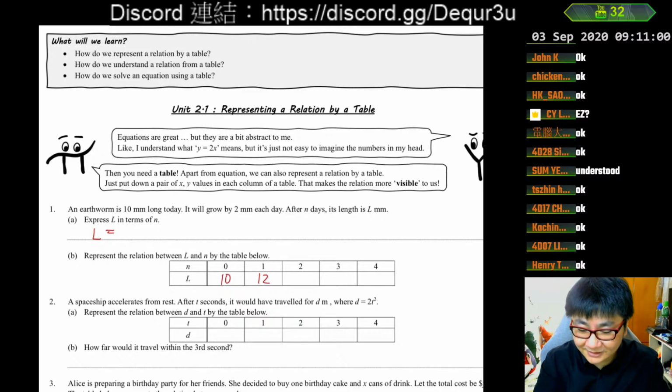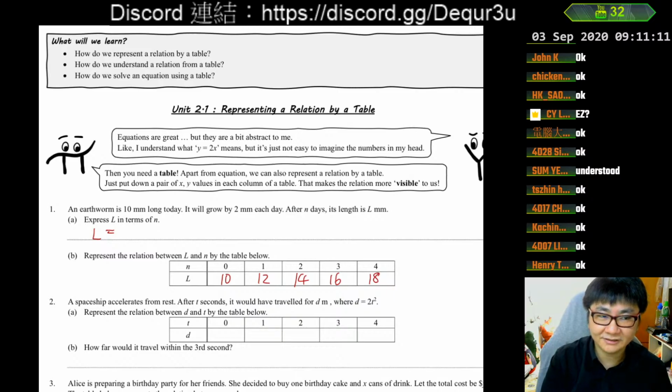And after 2 days, we get more by 2 again. So I try to skip it, it's a little bit boring like this. And then we fill the table. Okay, filling the table is easy. Then what about expressing L in terms of n?